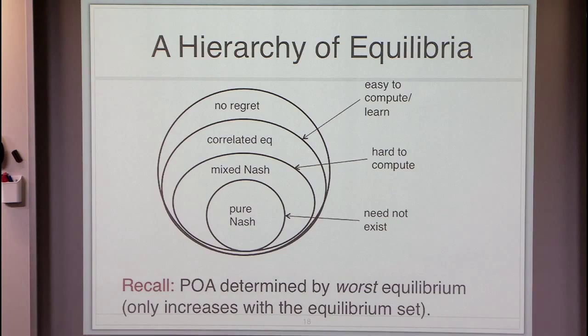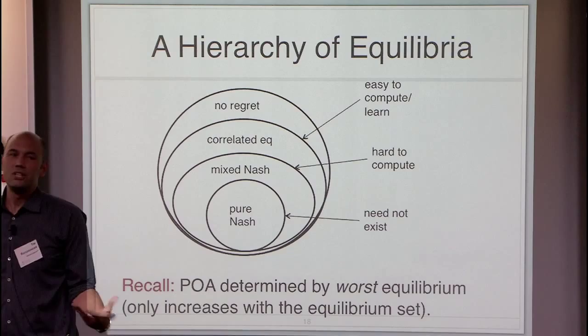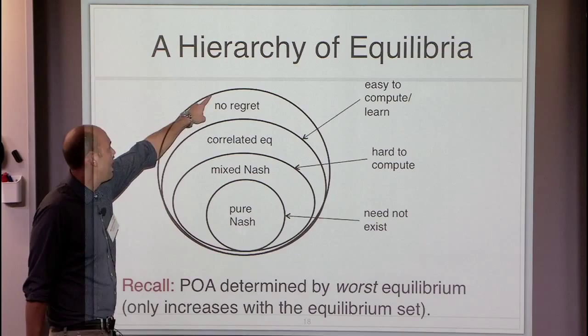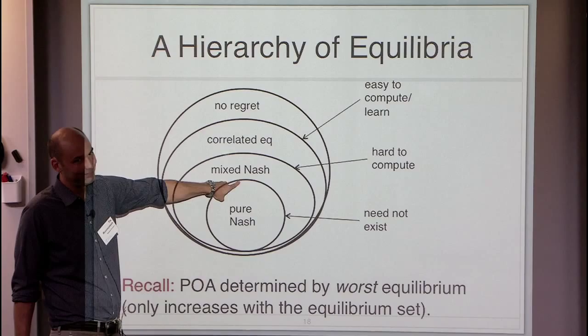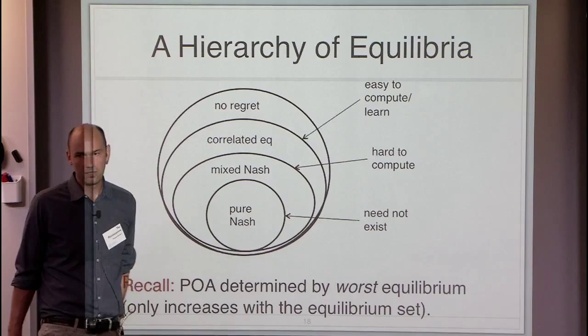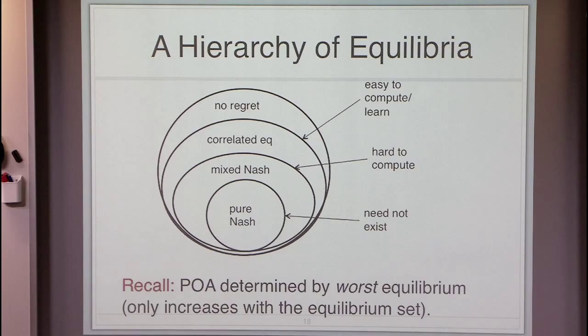So the coolest thing that could be true, what you're really hoping for, is that the price of anarchy all the way out here is exactly the same as it is down here. It's not going to be any better. If it's different, it's only worse. So you're hoping that the price of anarchy for the biggest set is the same as for the smallest set. Now, that's not going to be true in general, but it's going to be true under conditions which are met in many cases.